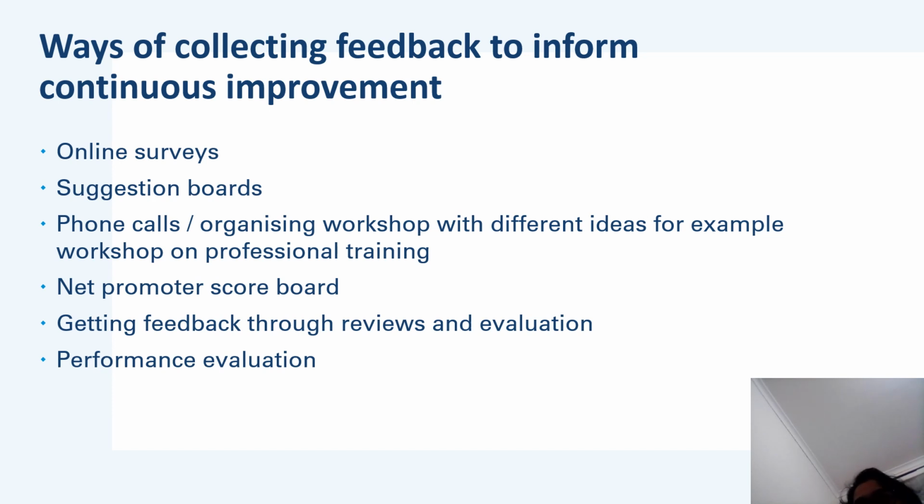As I told you, there is a feedback process which could be used for continuous improvement. There are many ways by which we can collect feedback so that we can improve and inform our continuous improvement. There are online surveys and suggestion boards, and we can also organize workshops which could include different ideas. For example, there can be a workshop on professional training, and there could be performance evaluation also, and we can also get feedback through different reviews and evaluations. And the net promoter score is another way which could be used to collect feedback.